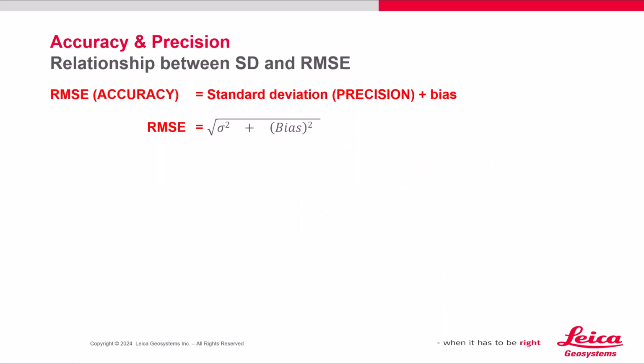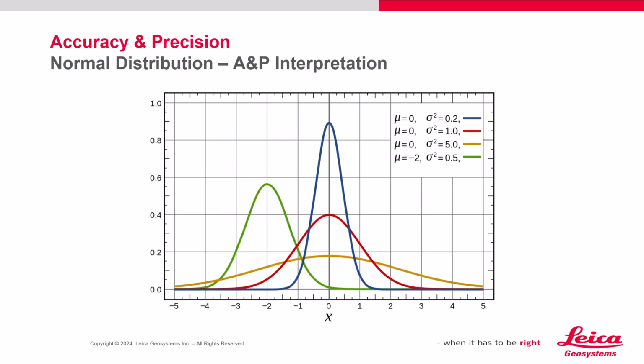So let's take some of this. Again, you don't just add the two together. Really, in statistics, this happens a lot, but you take the sigma squared plus the bias squared, and the square root of that would equal the RMSE.